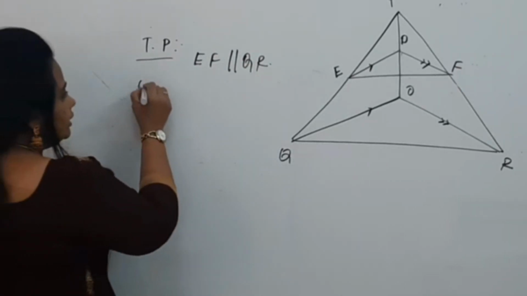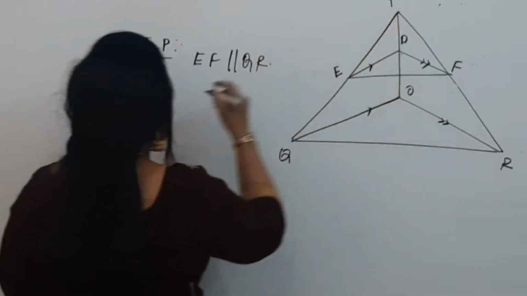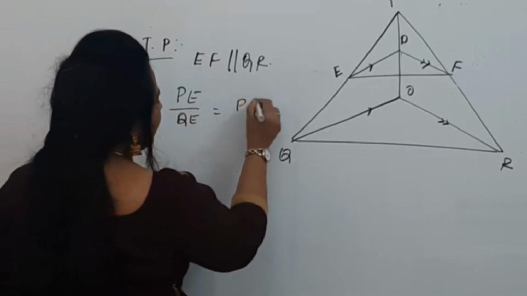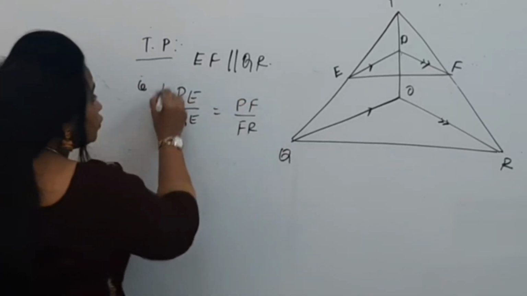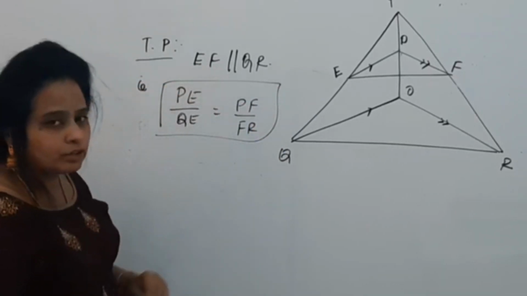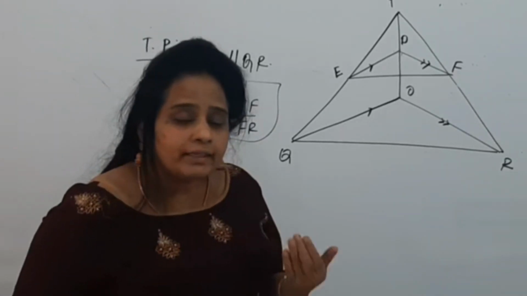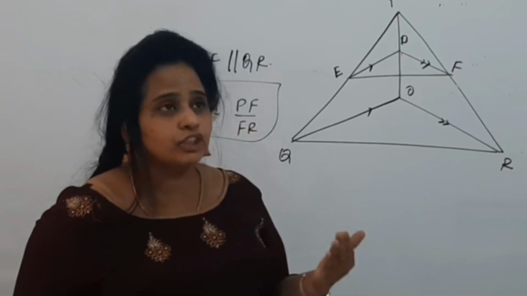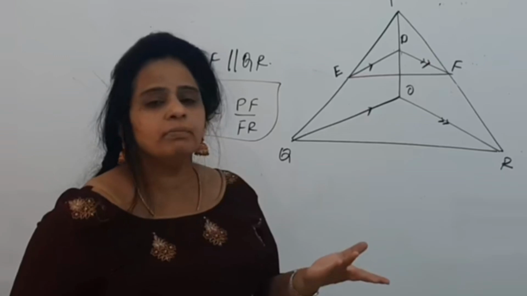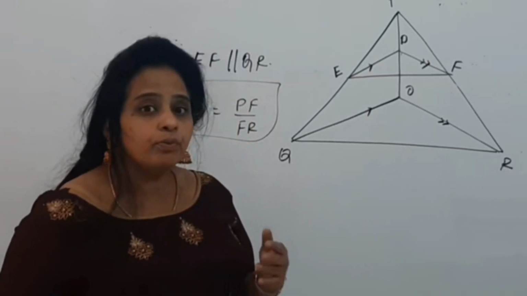That is, I have to prove the ratios are equal. This is parallel to this one, meaning this is my vertex. So PE divided by QE is equal to PF divided by FR. That is what I have to prove. Even though it is given as parallel to QR, to prove parallel, what should I prove? By Thales theorem, I understood that if lines are to be parallel, I have to prove the ratios are equal. If the ratios are equal, automatically the lines will be parallel. So I have to prove the ratios are equal.